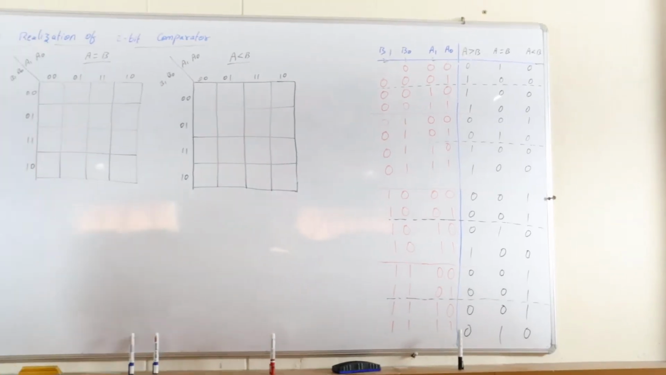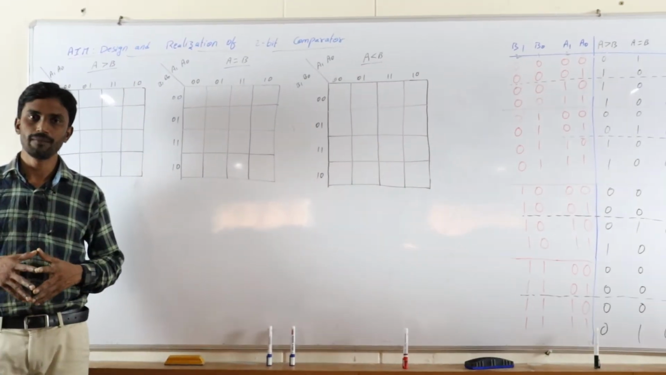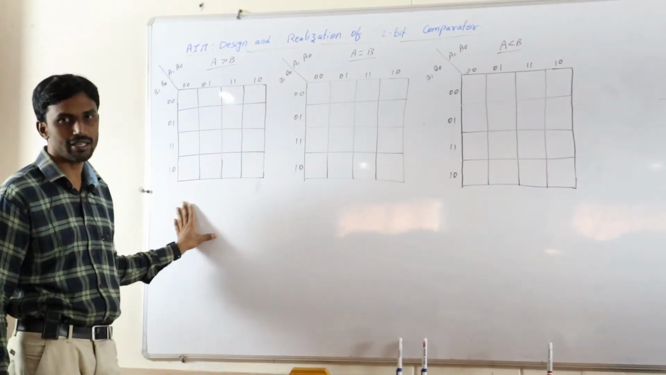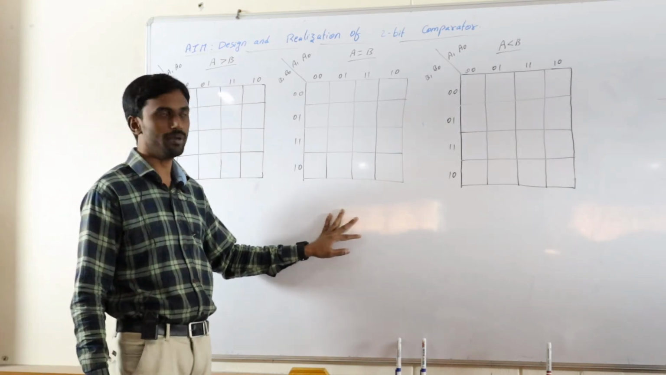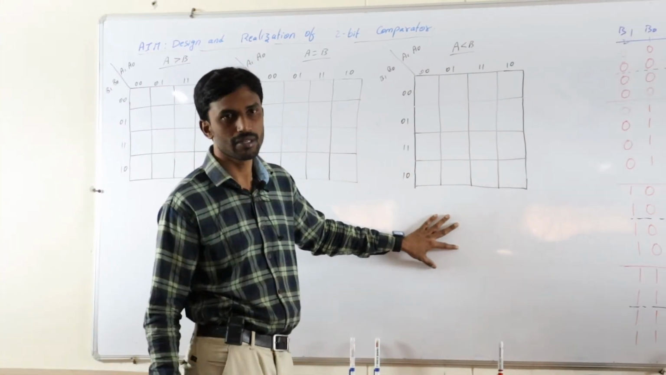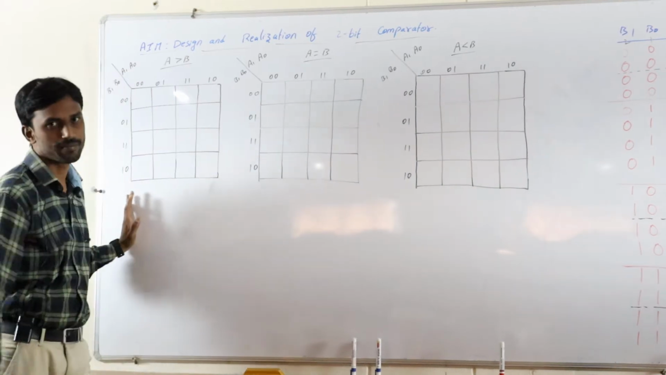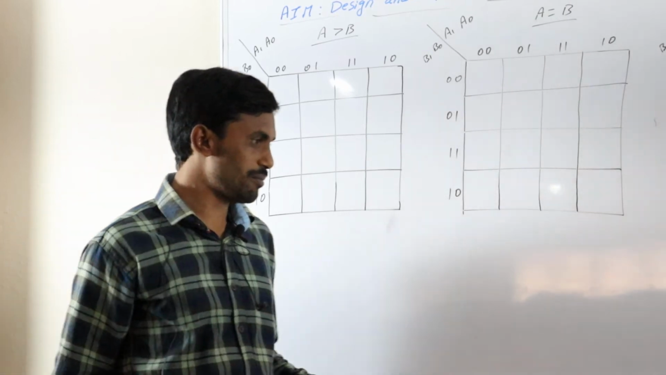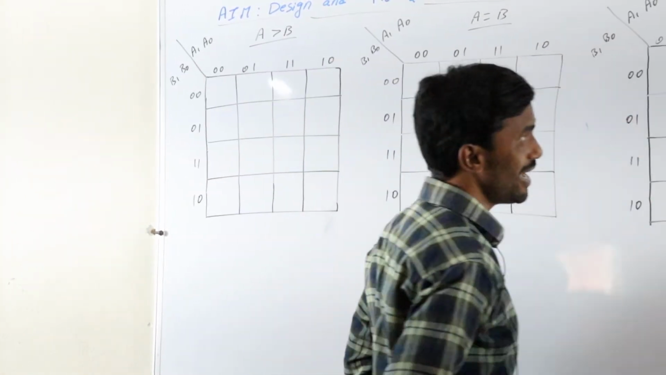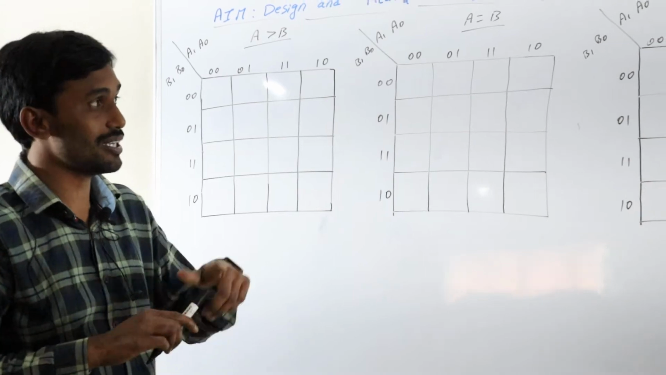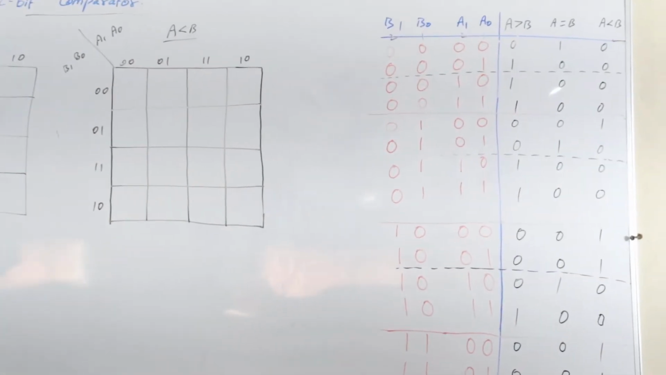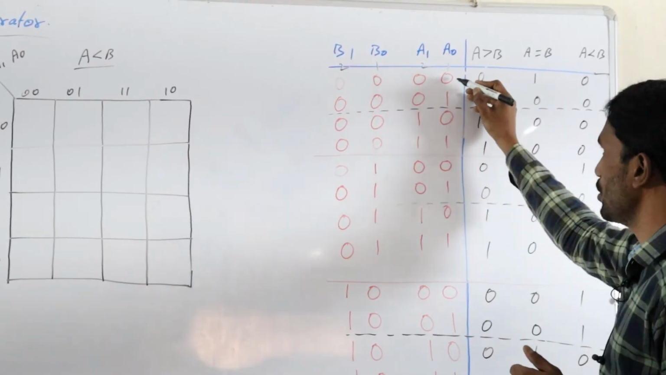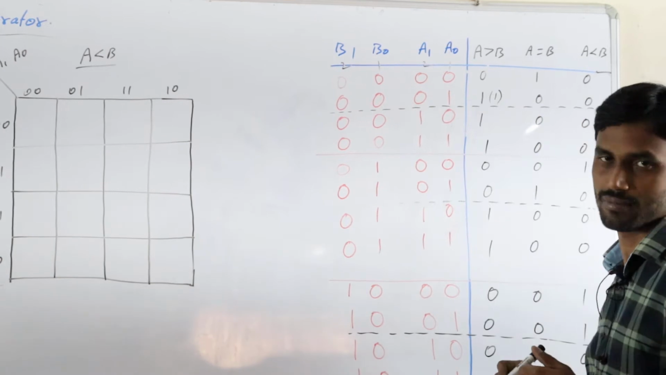K-map is a technique through which we can do this. These are the 3 K-maps I need, because 3 outputs are there. First K-map for A greater than B, second K-map for A equal to B, third K-map for A less than B. Now let's focus on A greater than B. In this A greater than B K-map, I should note down where A greater than B is 1 in the truth table. So this is 1 here, this is 0, this is 1, at 1 it is 1.